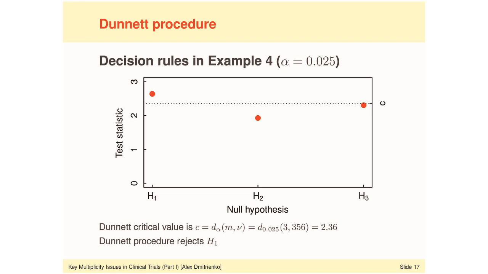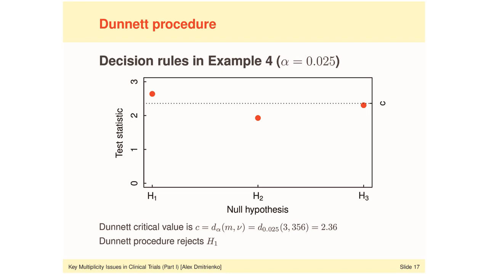The only difference here is that what we see on the vertical axis is the test statistic for evaluating the amount of evidence against each individual null hypothesis, and before we used to have one-sided p-values on the vertical axis. The critical value of the single-step Dunnett procedure is equal, as we said, to the 1 minus alpha quantile of the Dunnett distribution. In this case, the parameters of the Dunnett distribution are given by 3, that's the number of comparisons, and the number of degrees of freedom is 356. It's quite easy to compute from the common sample size and the number of comparisons.